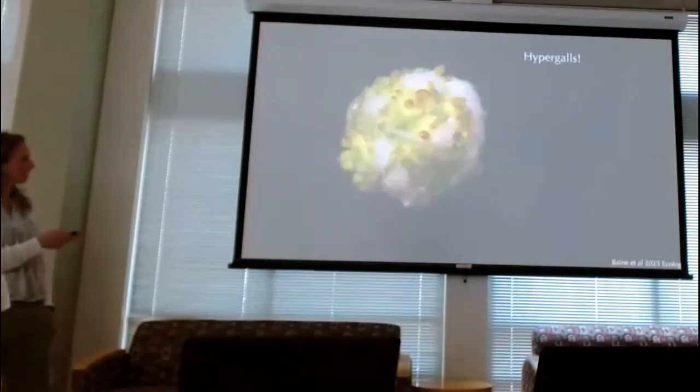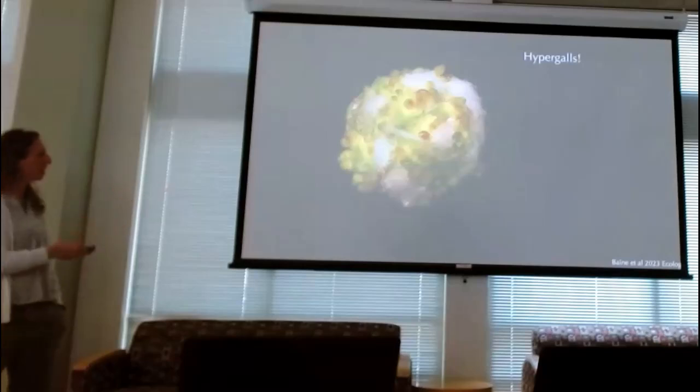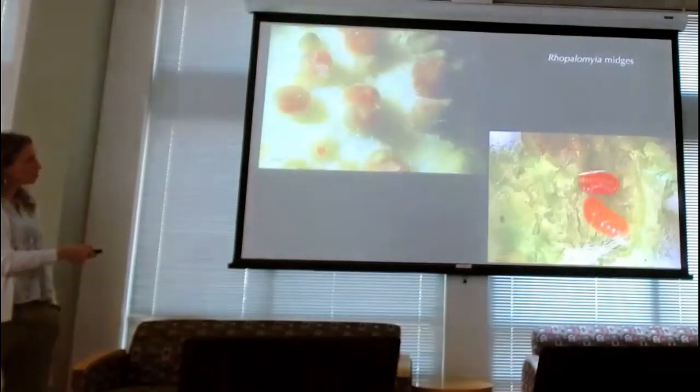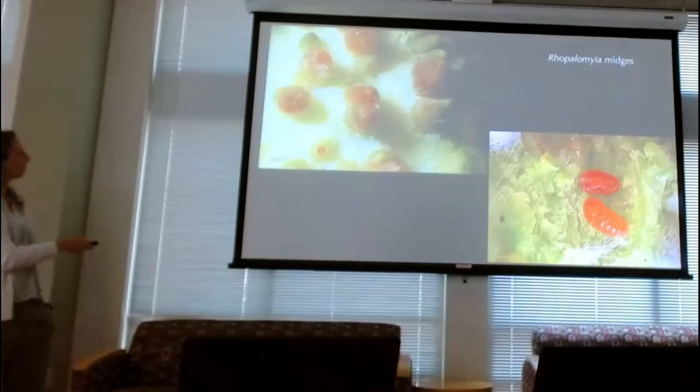And when we peeled back the cotton, we found galls on galls. So these are hypergalls, which we coined that term. And these are induced by a little midge that looks like a Cheeto, that causes these galls to form on the surface of the big lobia gall.